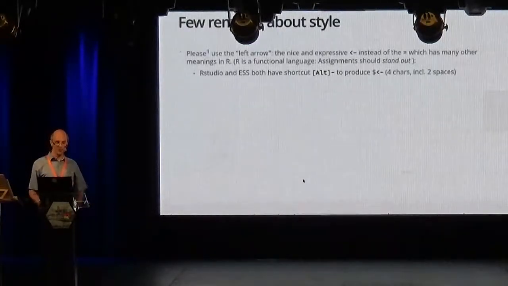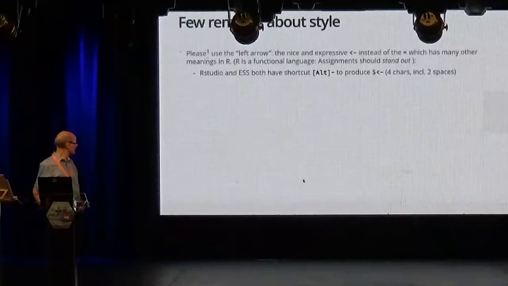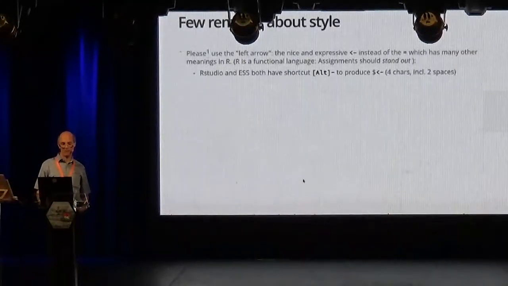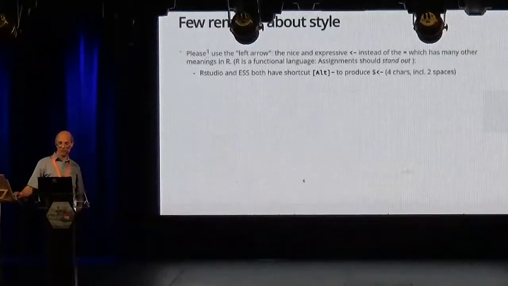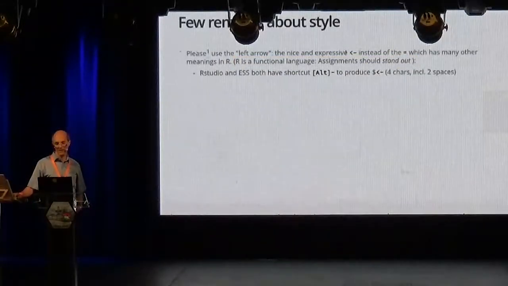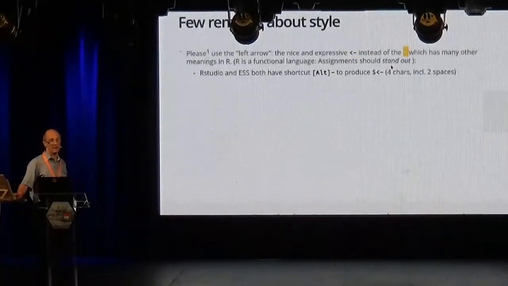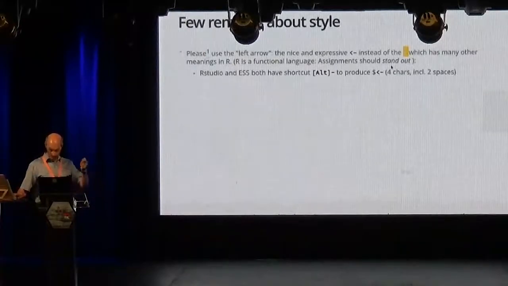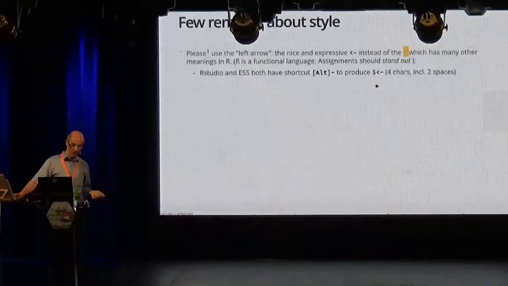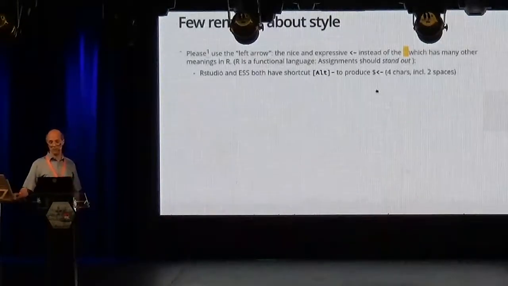Please use the left arrow, the nice double-character sign, instead of the equal sign for assignment. R is a functional language. Assignments should stand out, so that's why this is so much nicer, because in R the equal sign is used for many other things: for function calls when you name arguments, and for the default values when you specify the formal arguments of a function.